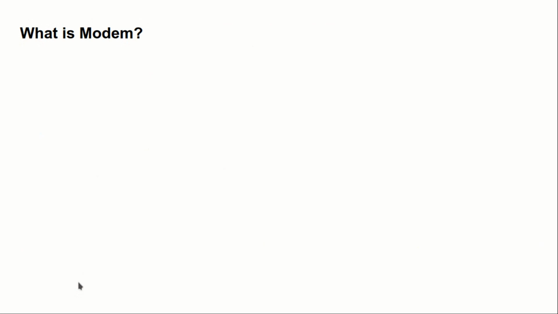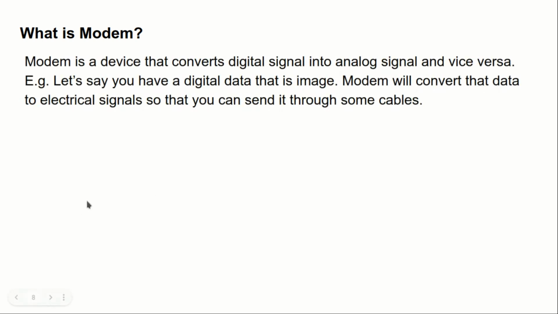Now let's discuss what a modem is. We have seen in the previous slide that the modem and router are basically working as a bridge, but they are not just limited to that, they are working more than that. So let's look at the definition of a modem and a router. The modem is a device that converts digital signals into analog signals and vice versa. Let's say you have an image, which is a digital signal, and you want to transfer it to another computer. How can you do it?